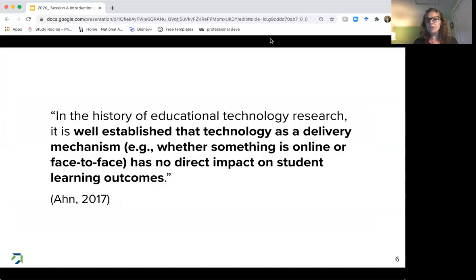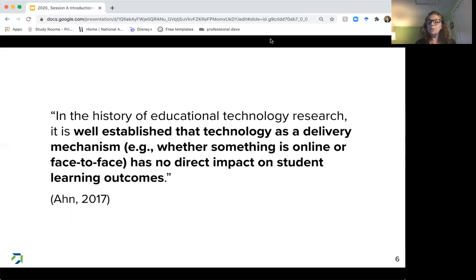Well, this is where we share some of the research, which is essentially that remote learning can be as effective as in-person instruction. We love this quote from a very well-regarded and critical study of online charter schools, which stated, in the history of education technology research, it's well established that technology is a delivery mechanism. In other words, whether something is online or face-to-face has no direct impact on student learning outcomes.